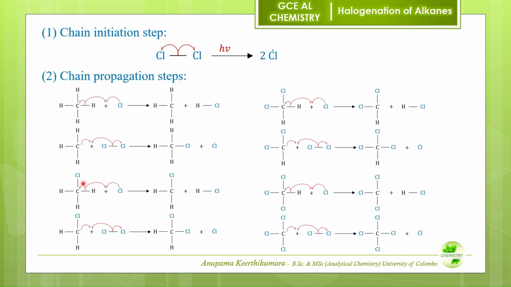During these chain propagation steps, alkyl halides react with chlorine free radicals and are converted to the respective carbon free radicals, and during the process HCl molecules are produced. And the other type of reaction is these carbon free radicals react with chlorine molecules and are converted to the respective alkyl halides, and during this process chlorine free radicals are generated.